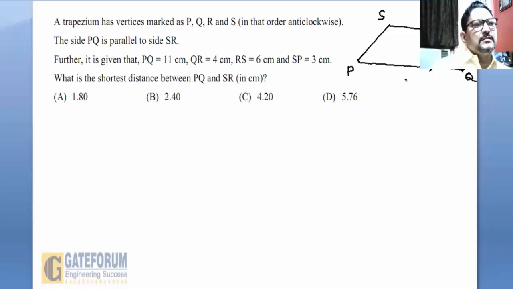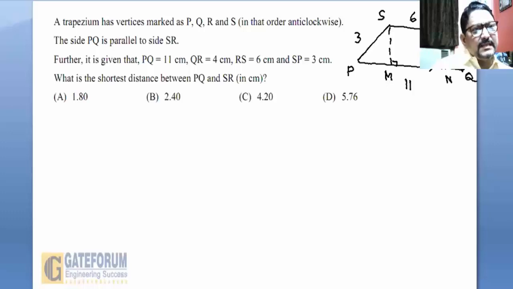See, P, Q, R, S in the anti-clockwise direction. PQ is 11, so this portion is 11. QR is 4, RS is 6, and SP is 3. Okay, so this is it. Now, the shortest distance between PQ and SR will always be the perpendicular that joins these two parallel lines. So let us construct two perpendiculars, one starting from S on PQ and another starting from R on PQ. Let us name them as, say, M and N.